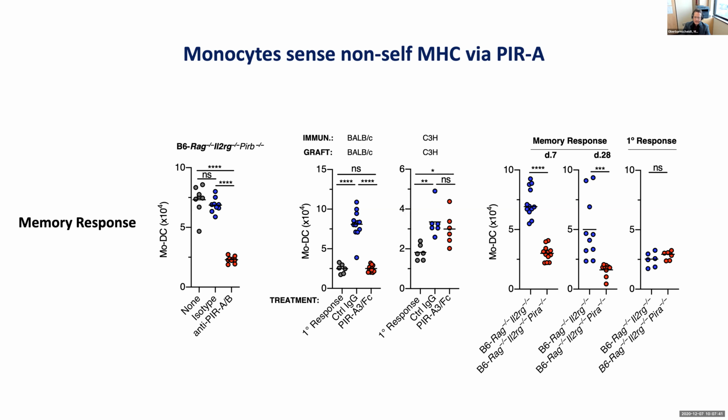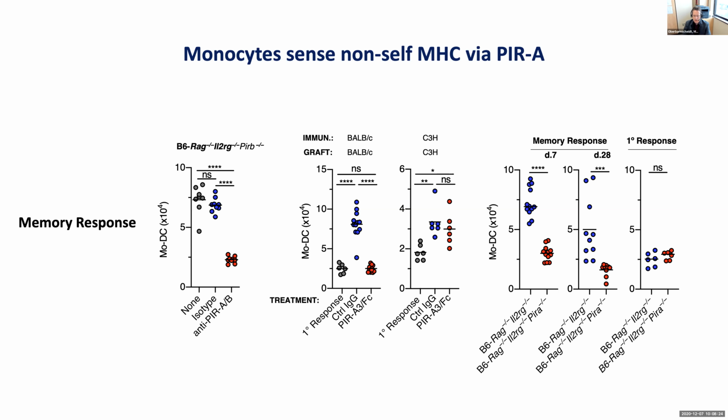So we tested if monocyte sensing of non-self MHC is mediated via PIR receptors. In order to do that, because the reagents are fairly limited, we used a PIR-B knockout recipient that was bred on the RAC gamma chain knockout background, and then treated either with control antibody or with anti-PIR-AB antibody. There's really only one antibody that recognizes both PIR-A and PIR-B. In the mouse, there's only one PIR-B receptor, but 5 PIR-A receptors.